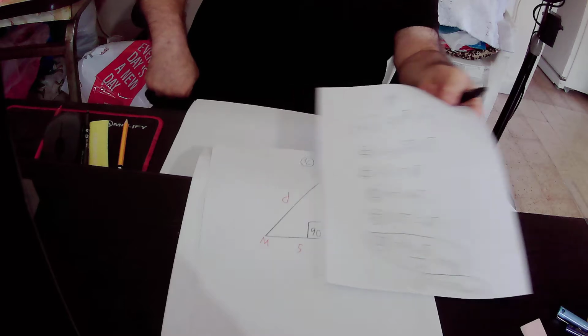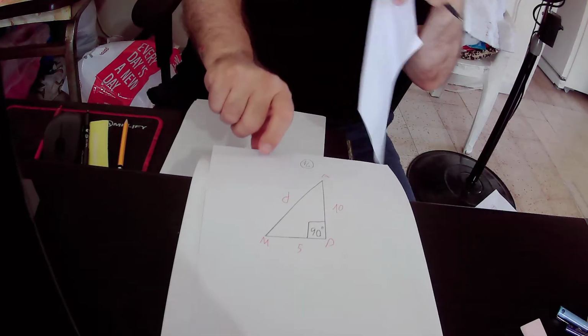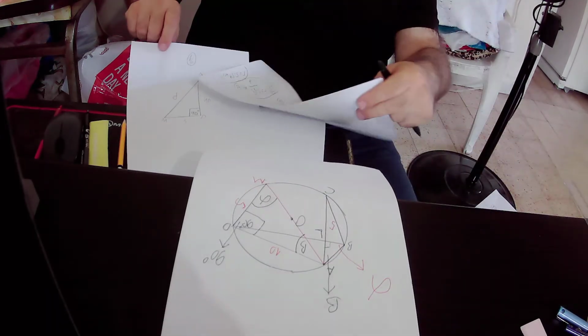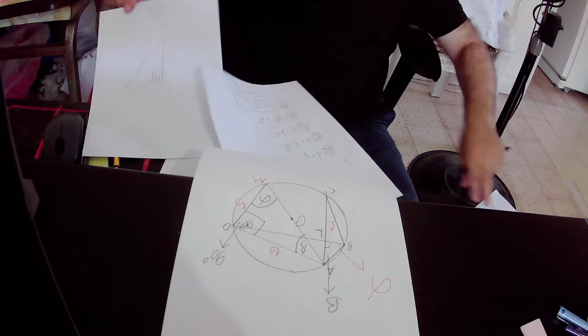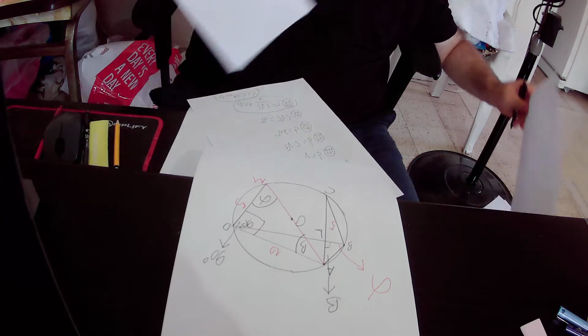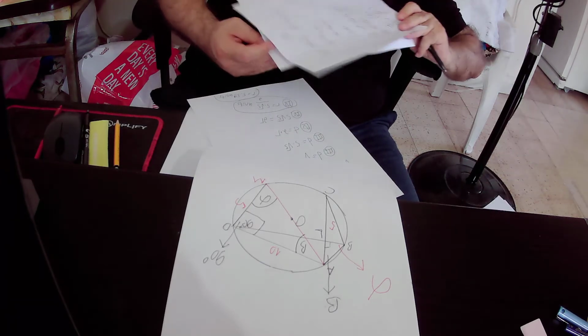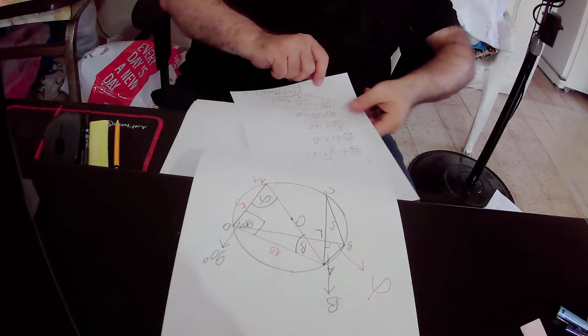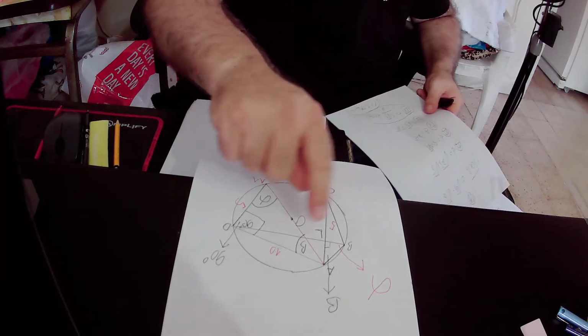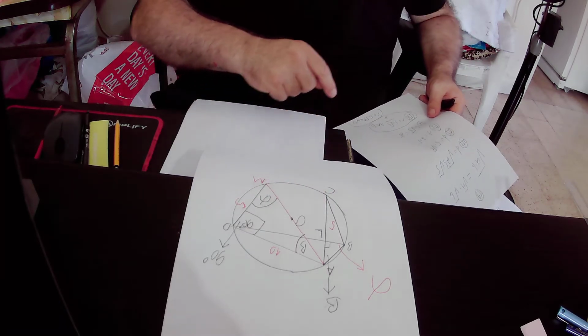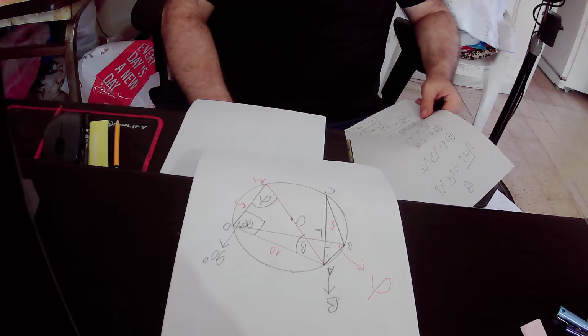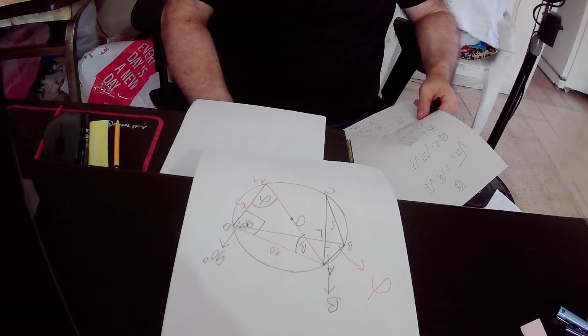So the radius of this circle equals 5.59 units, or 5 times root 5 over 2 units. Okay, so that is the answer to the question.